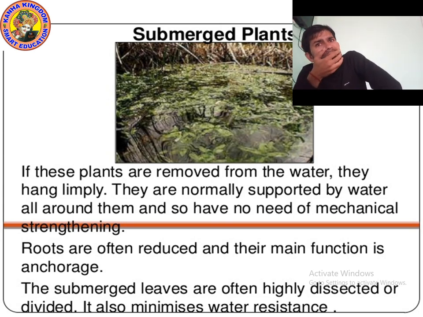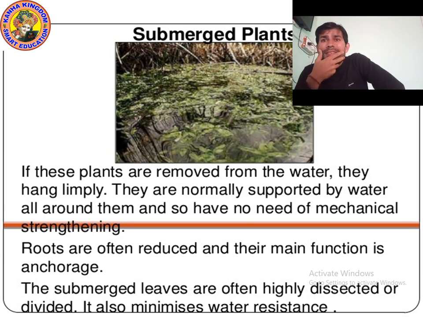Okay, and their roots are often reduced, and their main function is anchorage. So what it means is that their main function is just to hold themselves in place. They float in the water, you might have seen.